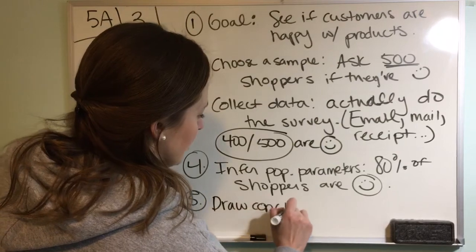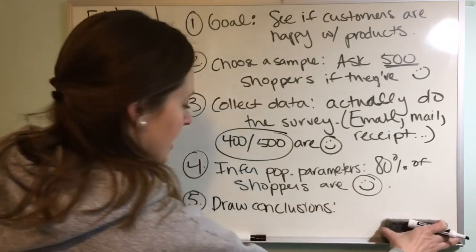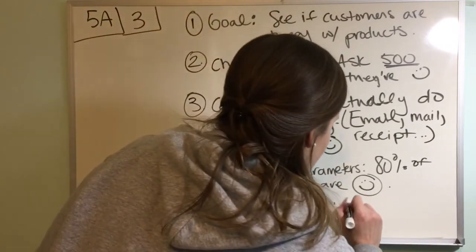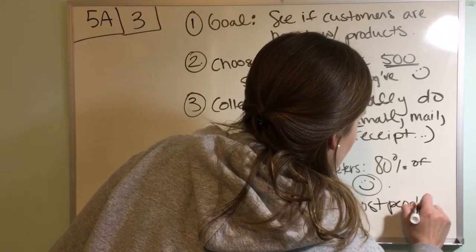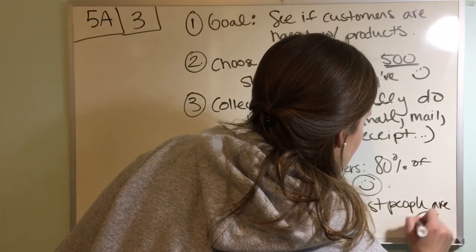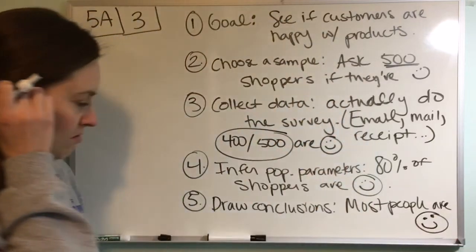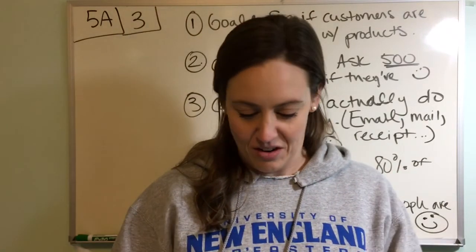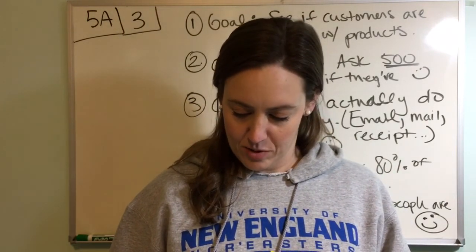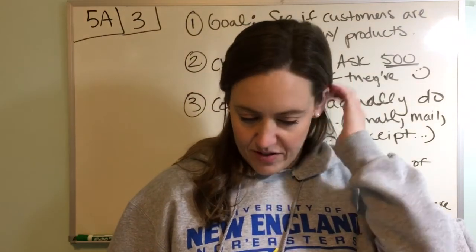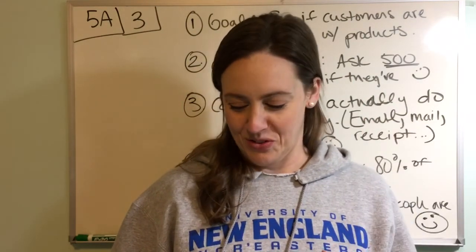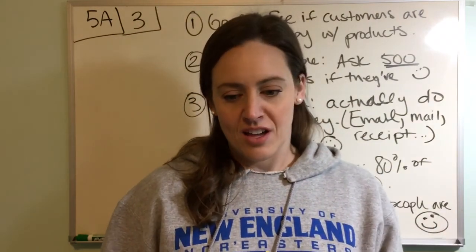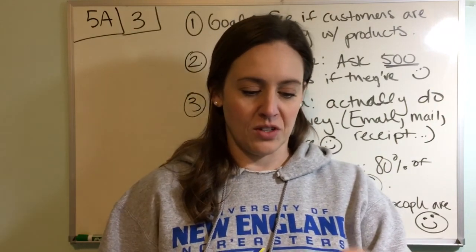Draw conclusions. Okay, I might say, if I'm this grocer, I'd probably say most people are happy. Most people are happy, and so I'm happy too. And we're going to talk about the words more and most and many and the majority and all that good stuff coming up too. So that's number 5. Sorry, question number 3. Those are steps 1 through 5. And you could say, okay, well, what about that other 20%? Why aren't they happy? And maybe you want to do a whole new survey just for those folks. Maybe.